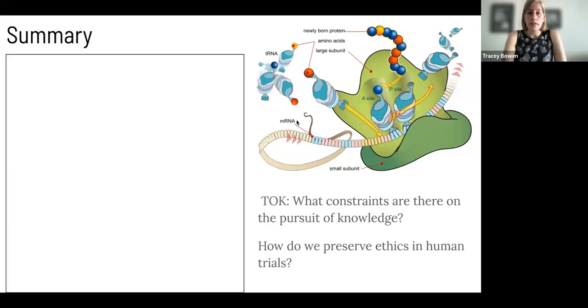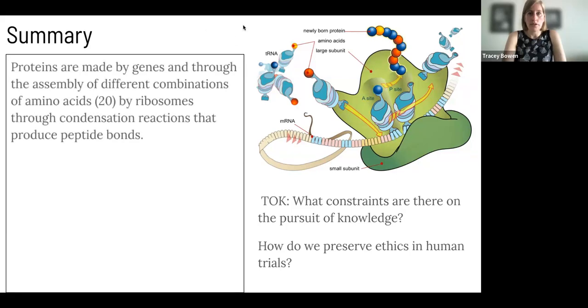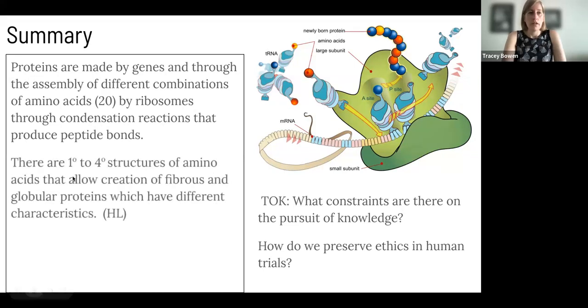So if you are SL, this is going to be the summary for you that includes a tiny little snippet of HL stuff in here that we're also going to talk about. But proteins are made by genes and through the assembly of different combinations of amino acids by ribosomes through a condensation reaction that will produce peptide bonds. This is the HL component that we're going to talk about in just a minute.